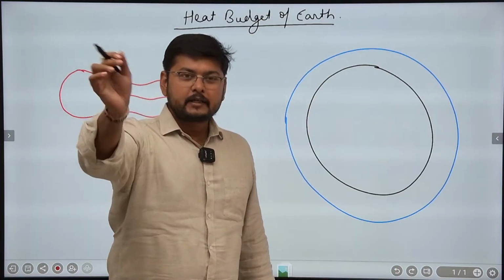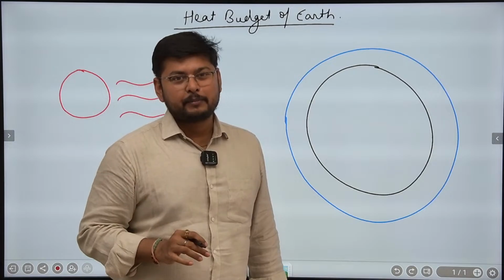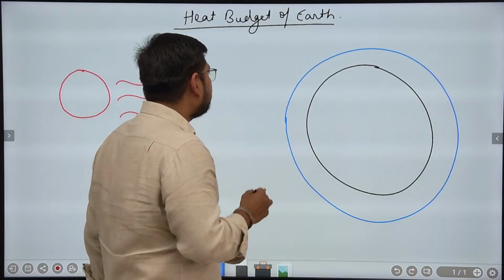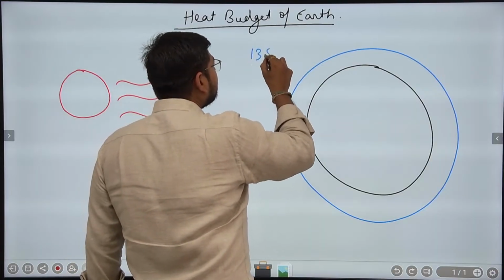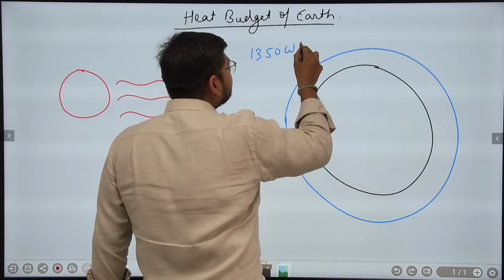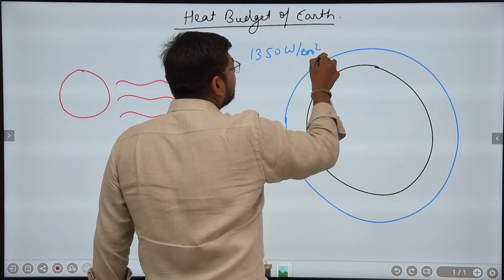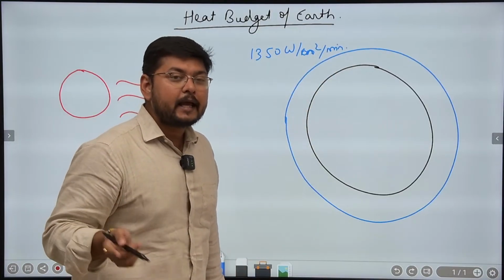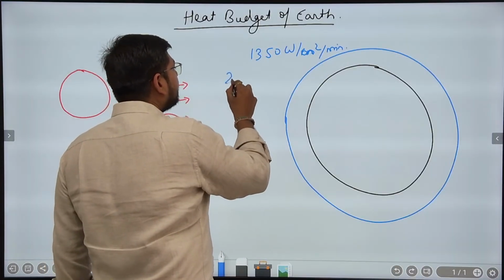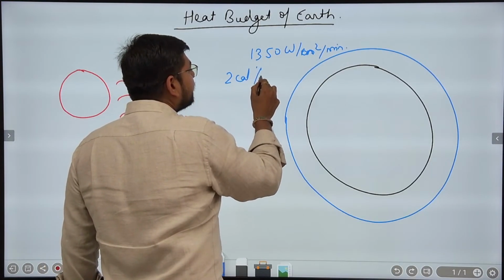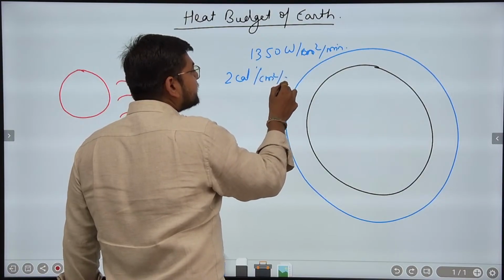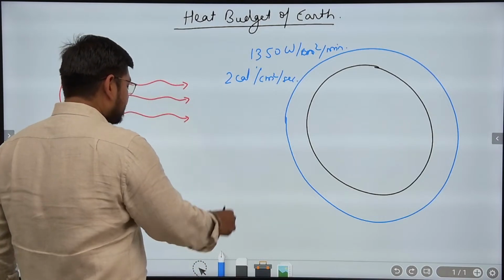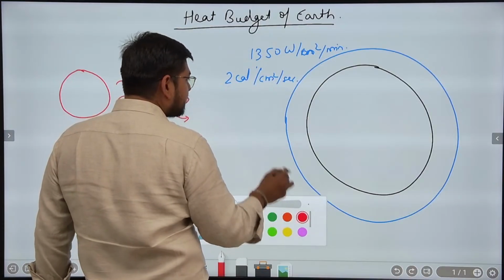The exosphere part is around 400 kilometers, and above that part we receive almost around 1350 watts per meter square per minute. So this is the amount of energy which is received. Now if I convert it into calories, this will be around 2 calories per centimeter square per second. So this is the amount of energy which is received over the surface of Earth.